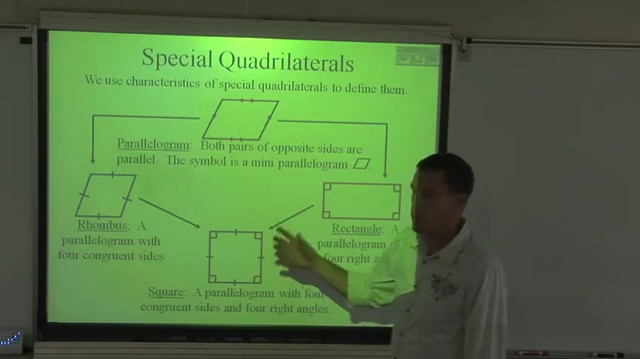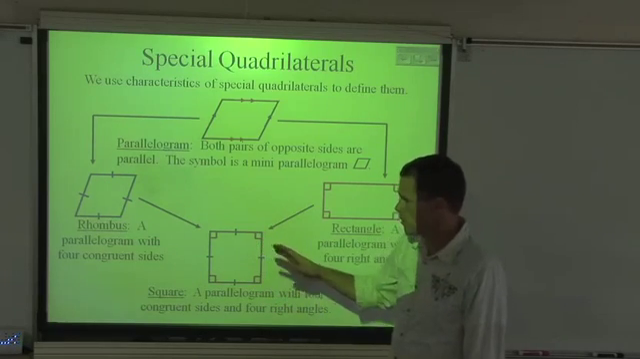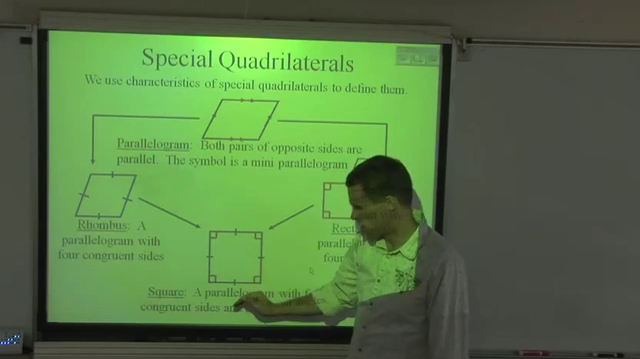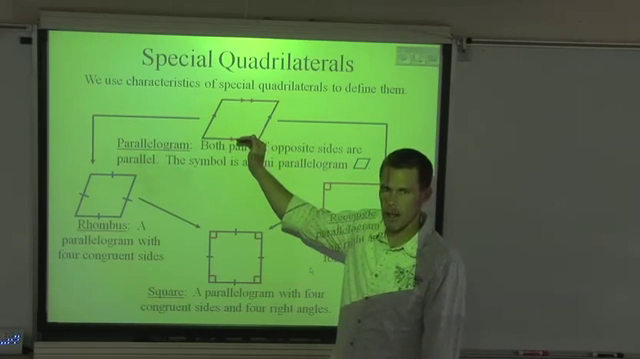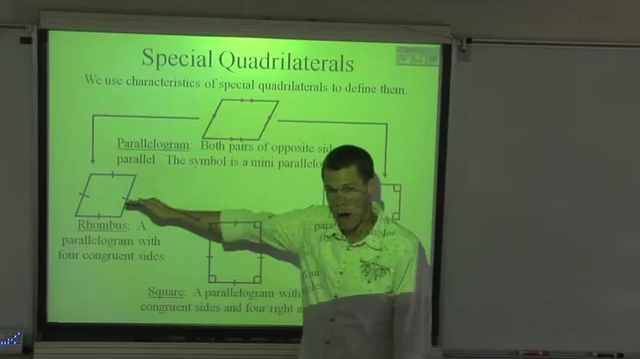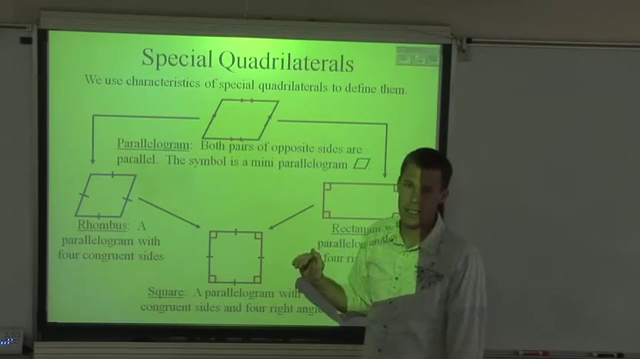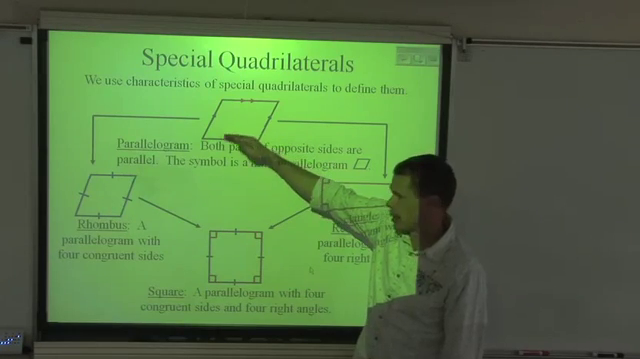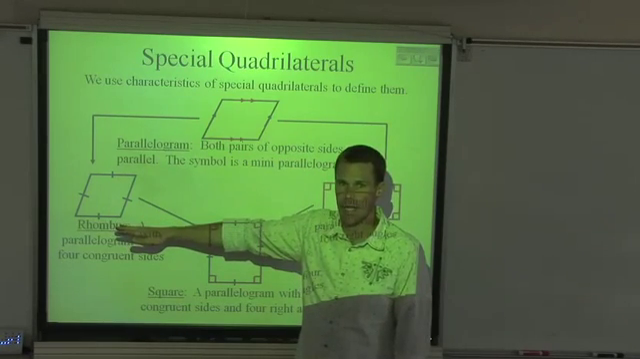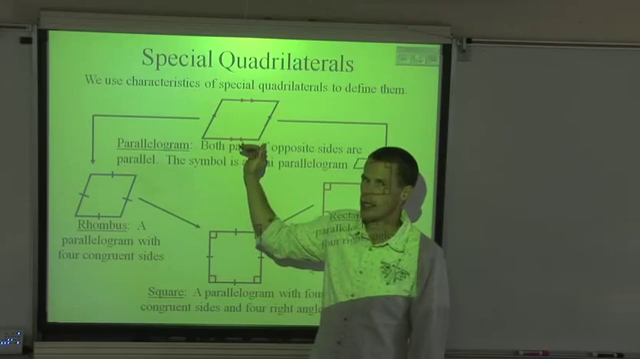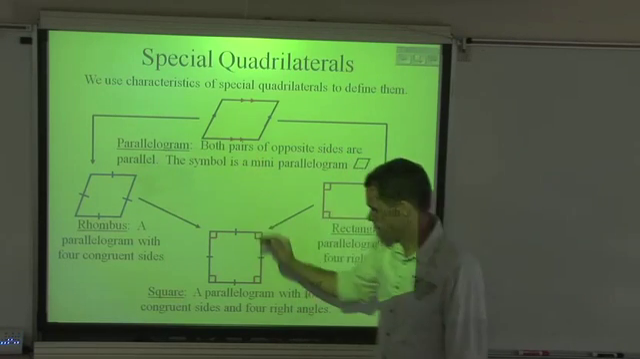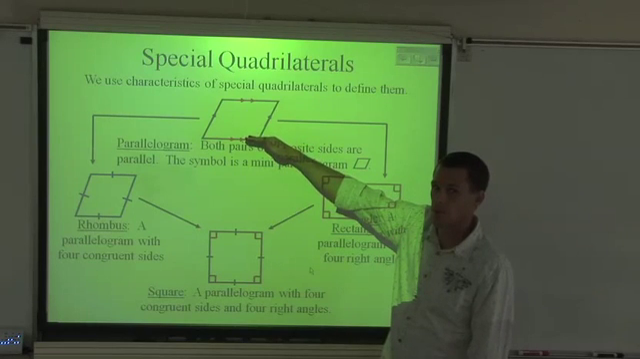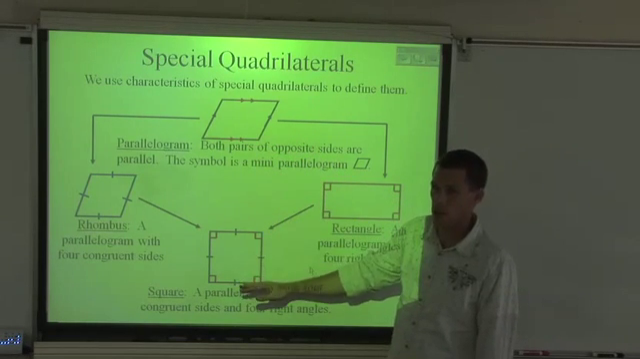Now, it's important to also write down, a rhombus is a parallelogram. A square is a parallelogram. A square is a rhombus. A square is a rectangle. A parallelogram is sometimes a rhombus, not always. A rhombus is always a parallelogram. All squares are parallelograms. Not all parallelograms are squares.